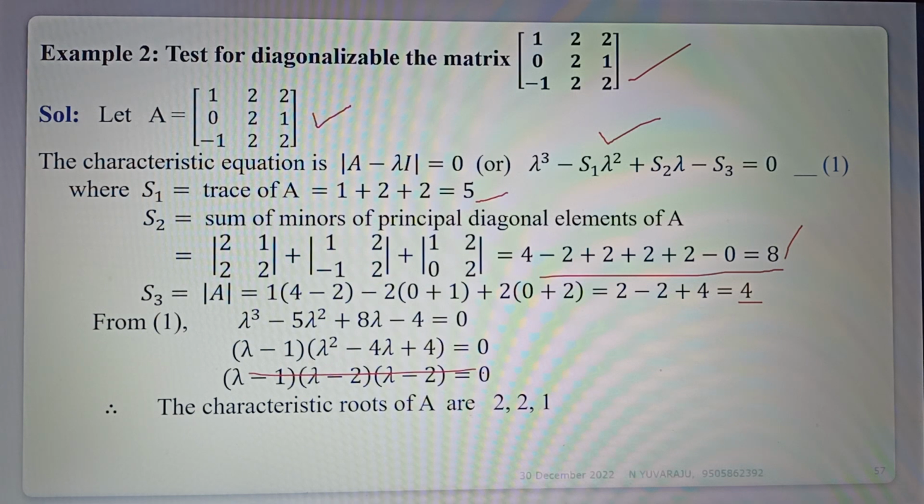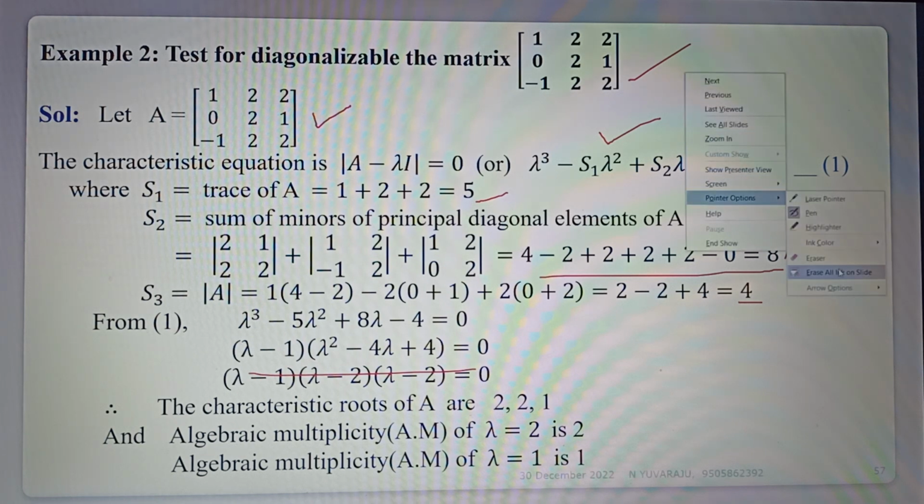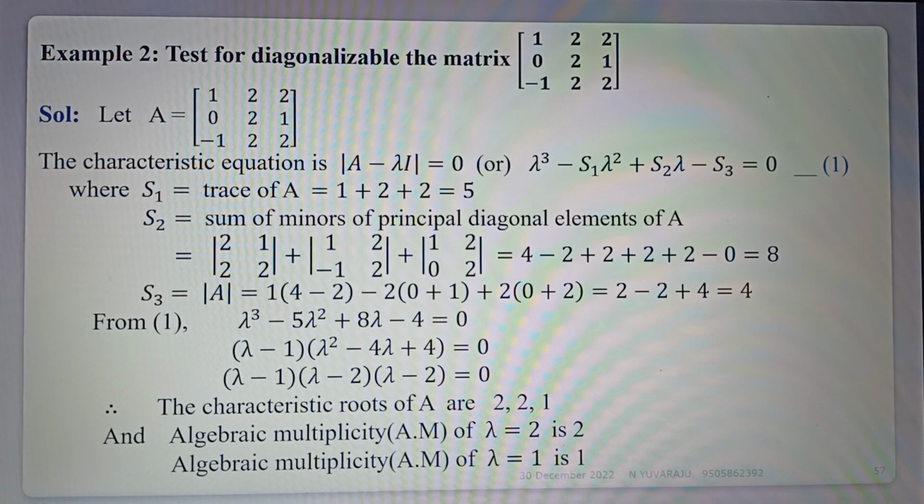So next, algebraic multiplicity finding. AM of the first eigenvalue 2 is 2, and eigenvalue 2 is repeated 2 times together. So AM of eigenvalue 2 is 2. Next eigenvalue 1. So AM of lambda equal to 1 is 1. 1 is an eigenvalue repeated 1 time, that is AM is equal to 1. So these are the eigenvalues. Next, finding eigenvectors. Okay.